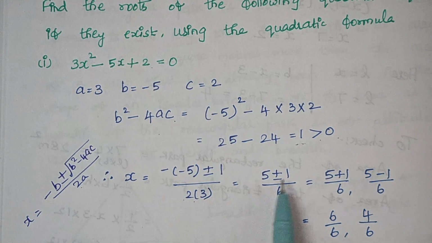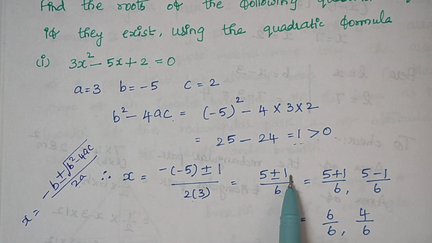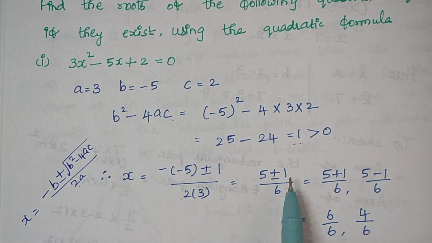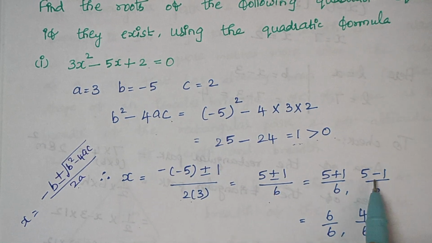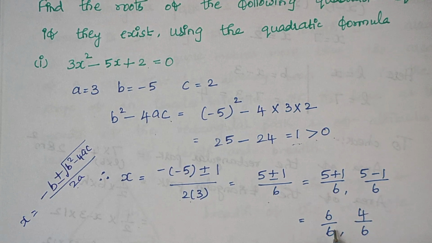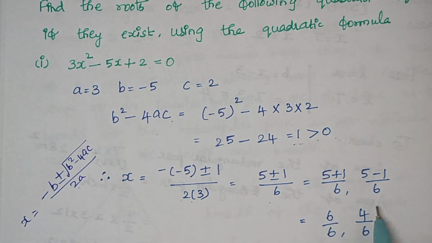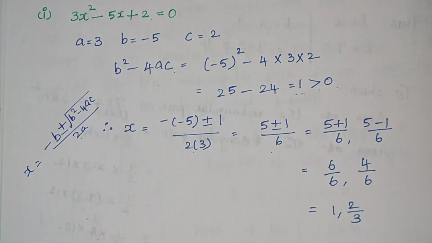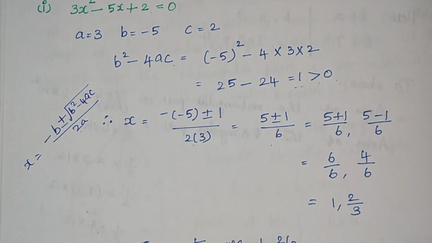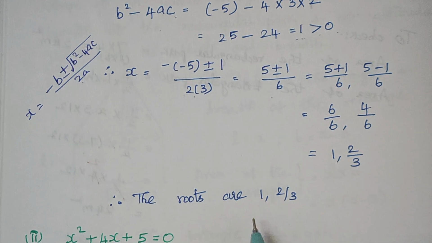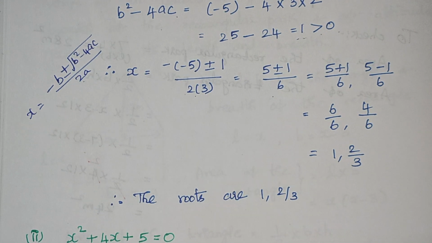So here we have 5 plus or minus 1 by 6. So again we are splitting this term, 5 plus 1 by 6 and 5 minus 1 by 6. So here comes 6 by 6 and 4 by 6. So once you simplify, here we get 1 and 2 by 3. So the two roots for the given equation are 1 and 2 by 3.